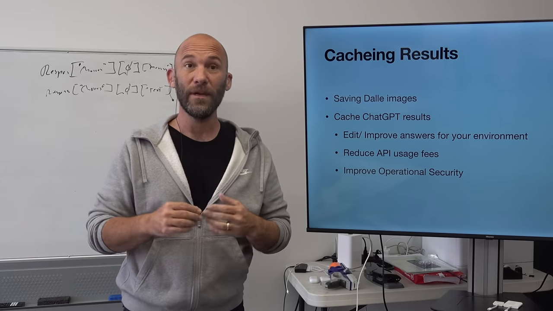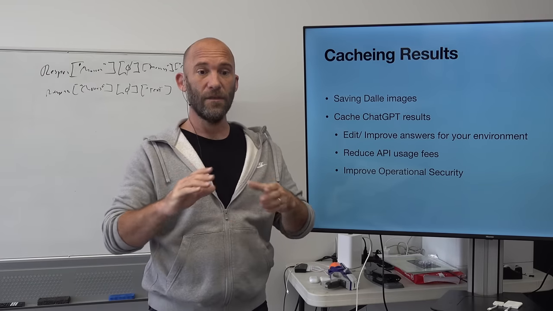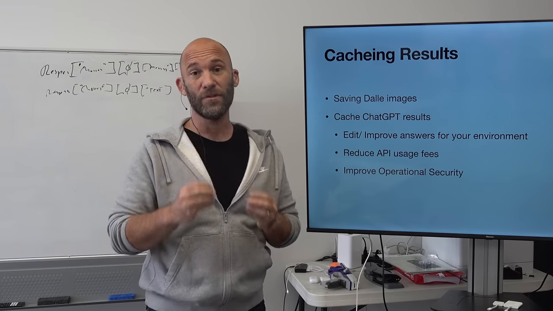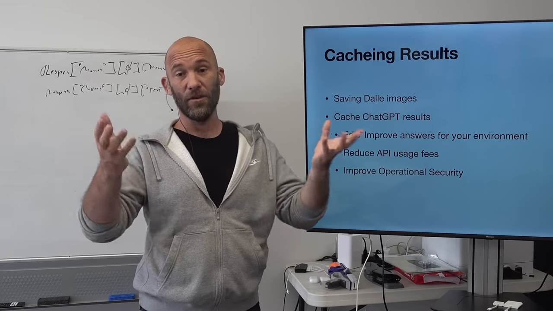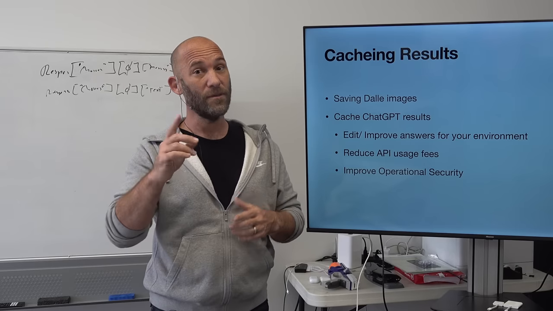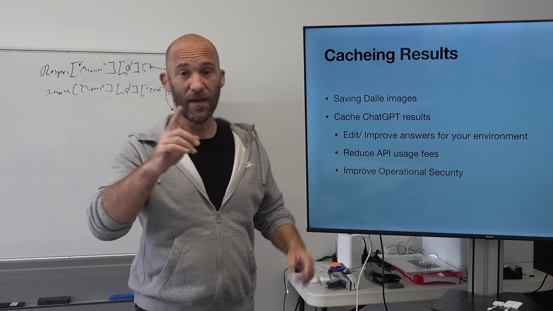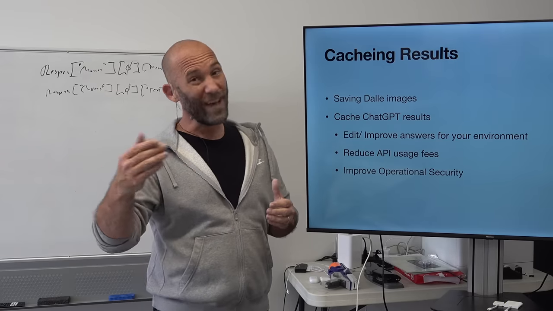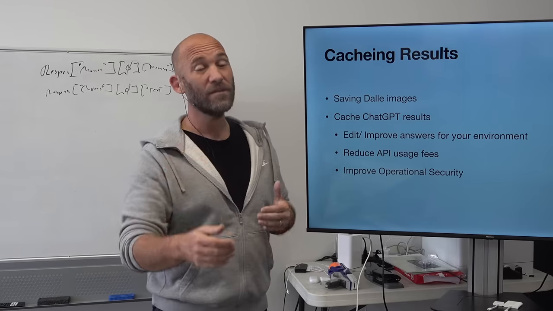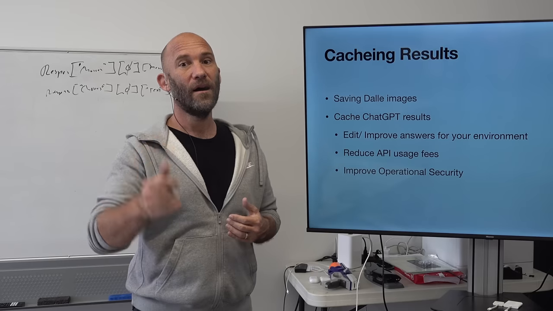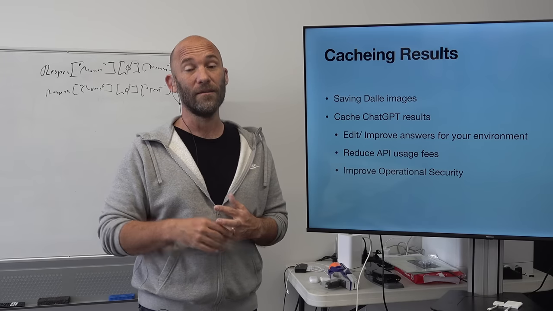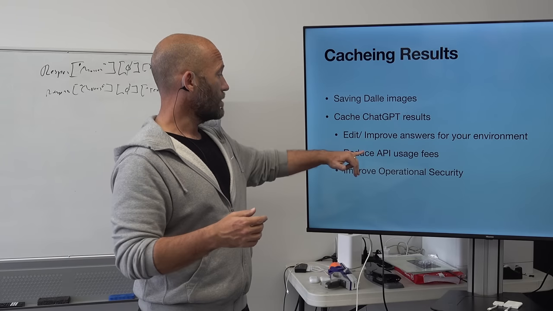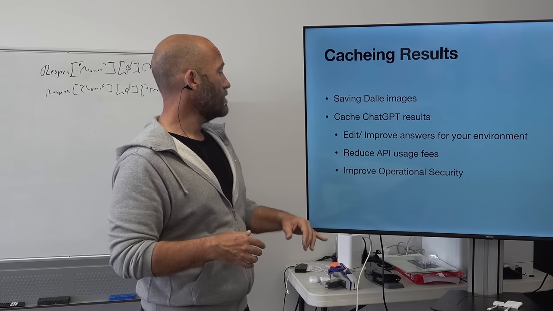That can be valuable because that means you can edit the response that your end user is going to get to be most appropriate for your particular environment. It means that you're not hammering ChatGPT, so you're not paying those API fees. Again, with onesie-twosie users on your web app, it doesn't really matter, but if you've got thousands, tens of thousands, hundreds of thousands, or millions of people on your web app, those API calls will start to cost a lot of money pretty soon. So that's one of the things to be thinking about: reducing the API usage fees.